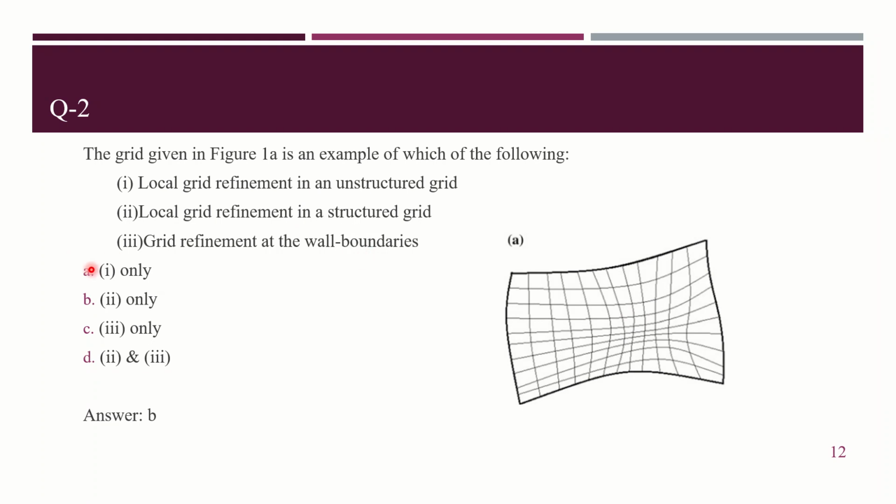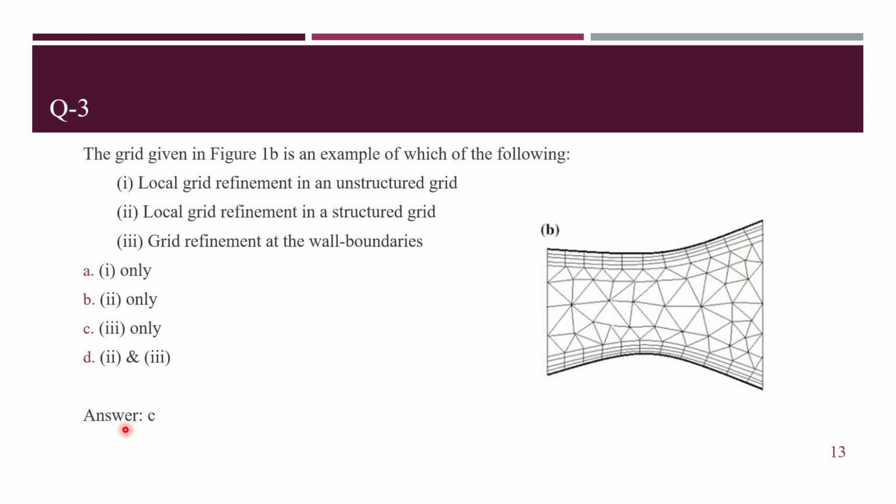Looking at the options: option A, 1 only; option B, 2 only; option C, 3 only; option D, 2 and 3. So option B is the right answer because it is mentioning only 2. So option B is right. I hope it is clear. Now we will go to question 3.